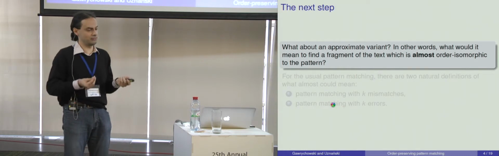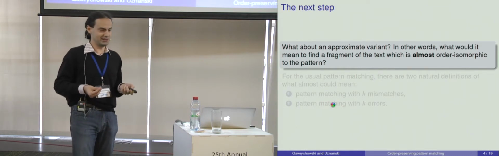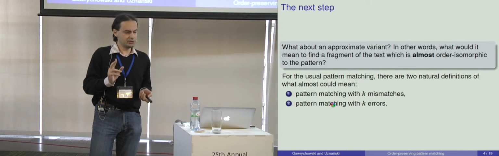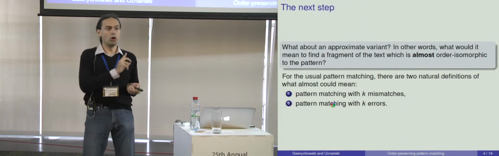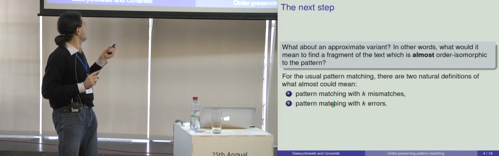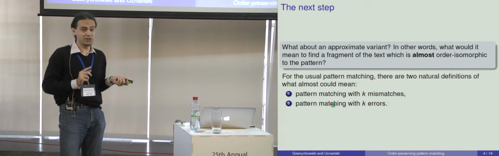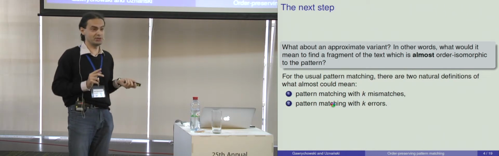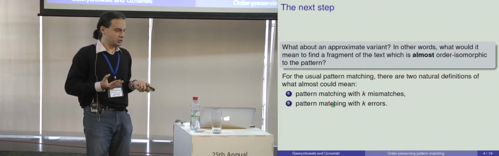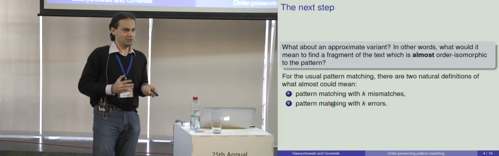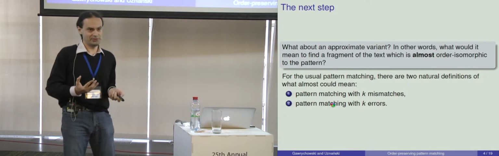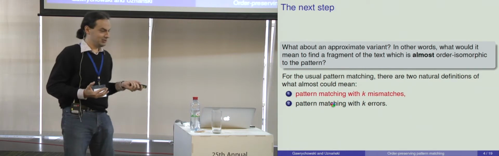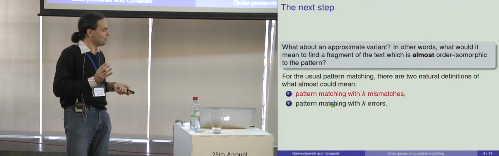I mean, you can have multiple ideas how to formalize that. And when you think about the usual pattern matching, which you all know, there are at least two natural definitions of what this almost could mean. One of them is pattern matching with k mismatches, and the other is pattern matching with k errors, so mismatches or errors. Okay, so we thought about it a little bit, and we tried to find some definition which works for the order preserving pattern matching, where we can still do something interesting algorithmically. And it turned out that with errors, we didn't know what to do, but we could do something for k mismatches.